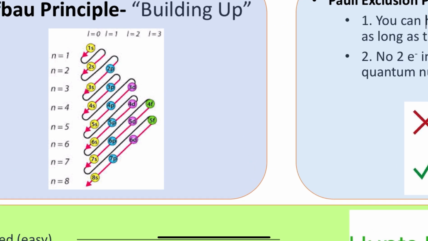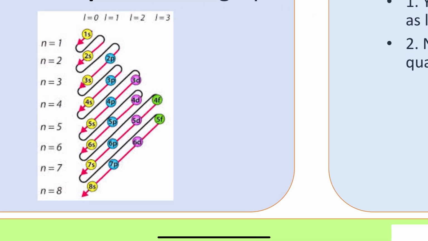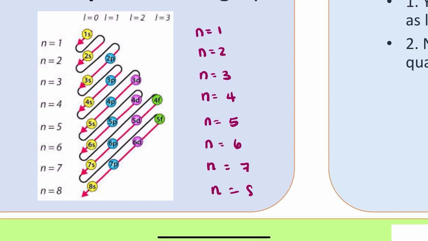The last one is this building up principle. I'm going to show you how to do this off the periodic table as well, but you can also always construct this chart. The way this chart works is you've got n equals 1, n equals 2, n equals 3, all the way down. On the periodic table right now, we have 7 ground state levels. But let's recreate this chart exactly. We know that the orbitals are filled s, p, d, then f. So you do have to memorize this to recreate this chart. You do have to remember that it's s, then p, then d, then f.